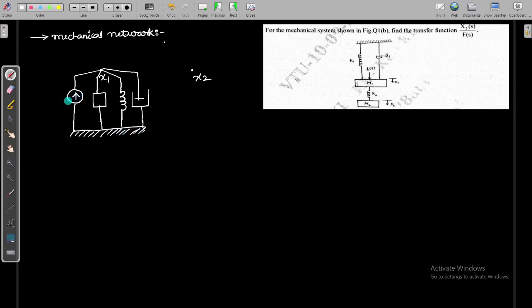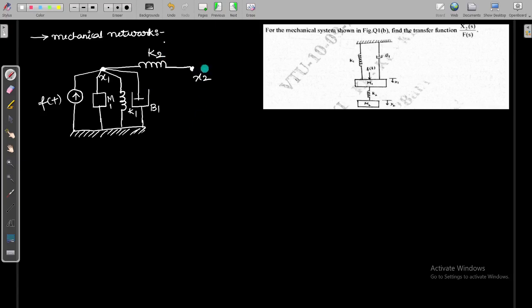First one is f(t). Always take the direction going into the node. Next it will be mass m1, next k1, next b1. After that, between x1 and x2 there is one spring constant, which you also have to draw, and that spring constant will be k2 here.